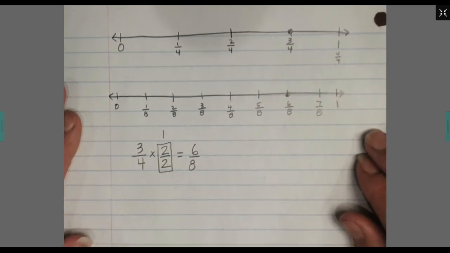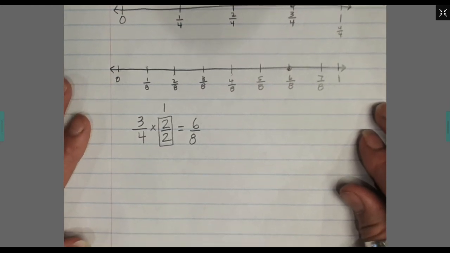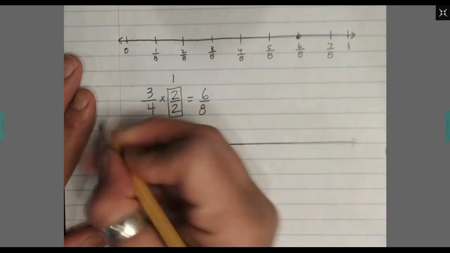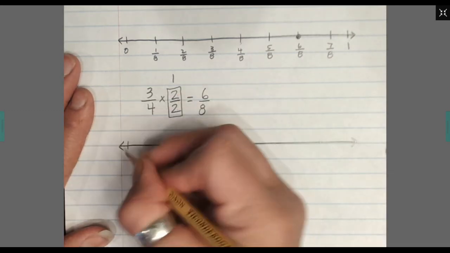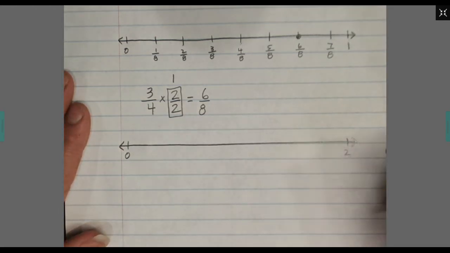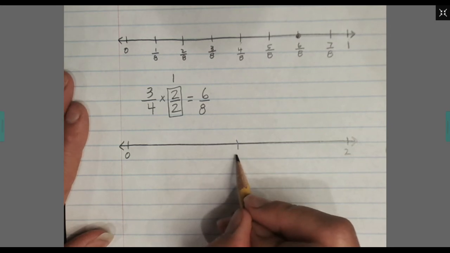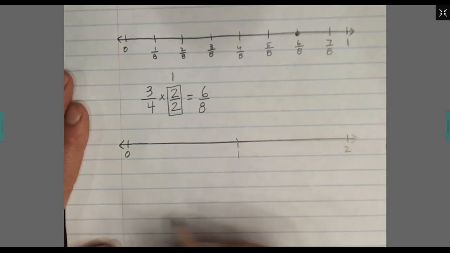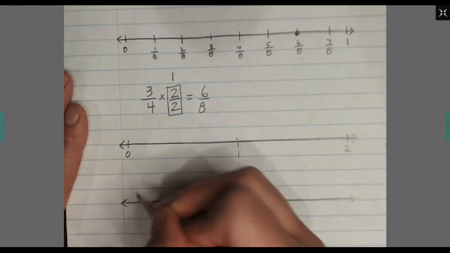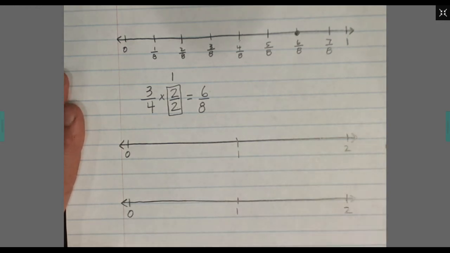Now let's take it a little bit further and look at if the fraction was larger than 1 whole. So I've got my number line again. This time my number line starts at 0 and it ends at 2. So that means that in the middle here, that is 1 whole, and I'm going to need 2 number lines. They've got to be the same to be able to compare those fractions.